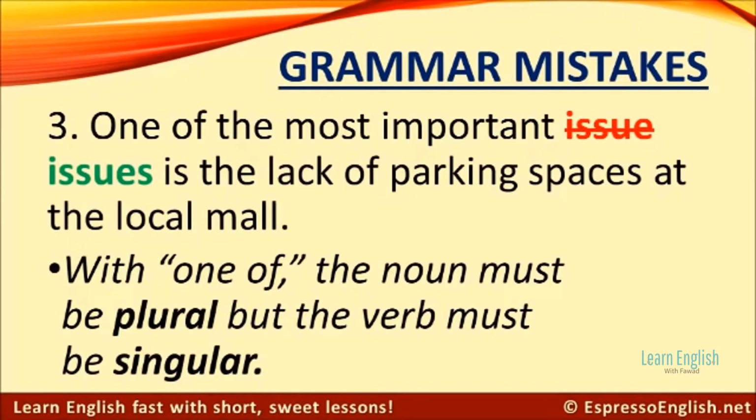Issues is plural. Whenever you use the expression one of, the noun must be plural, but the verb must be singular. For example, one of my friends is sick. One of these eggs was rotten. The subject is one, so that's why the verb is singular. But you are talking about one of many things, one of my friends, or one of these eggs, so the noun, friends, and eggs must be plural.